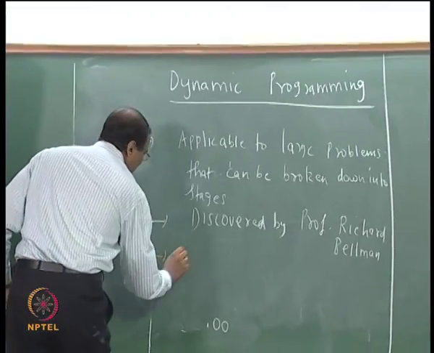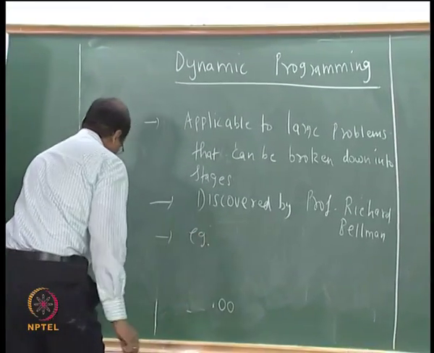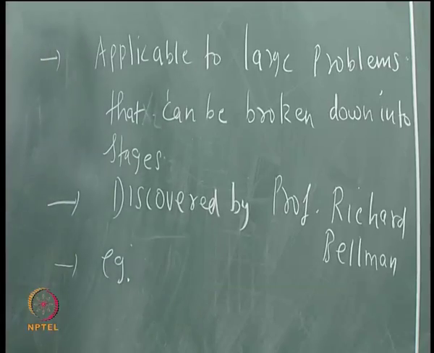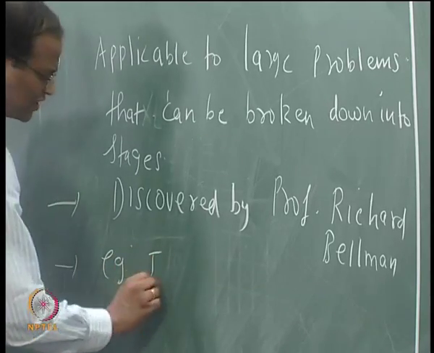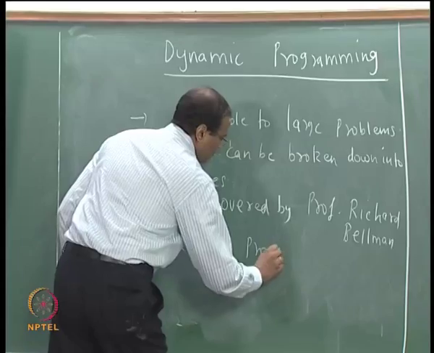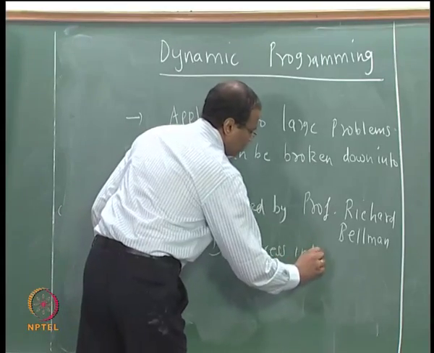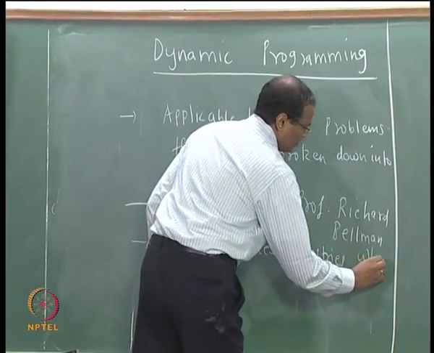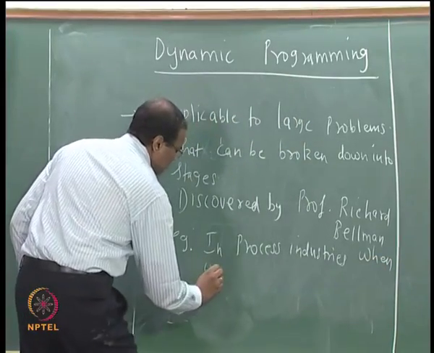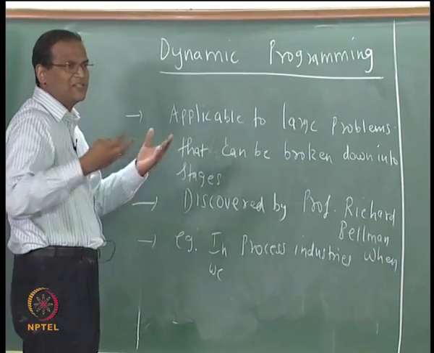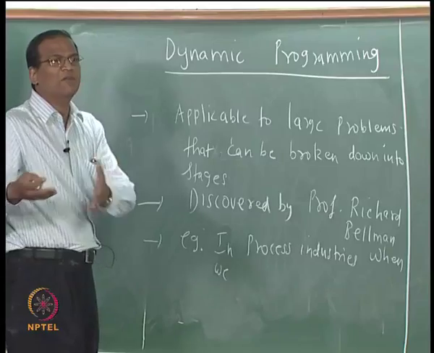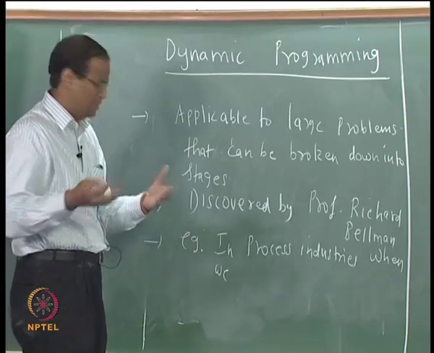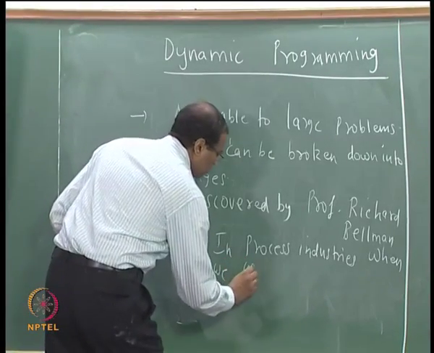So, for example, in process industries, when we use a series of heat exchangers, compressors and so on, what is the minimum cost of transportation?